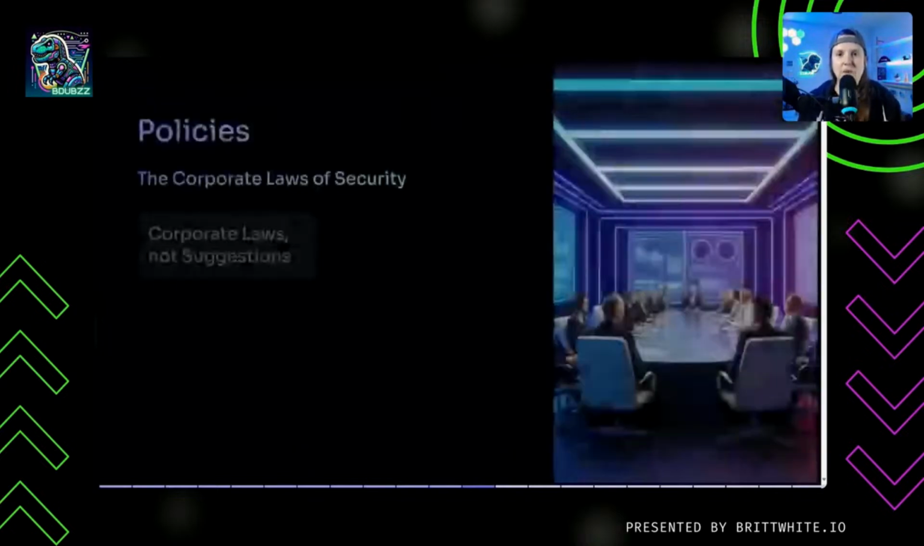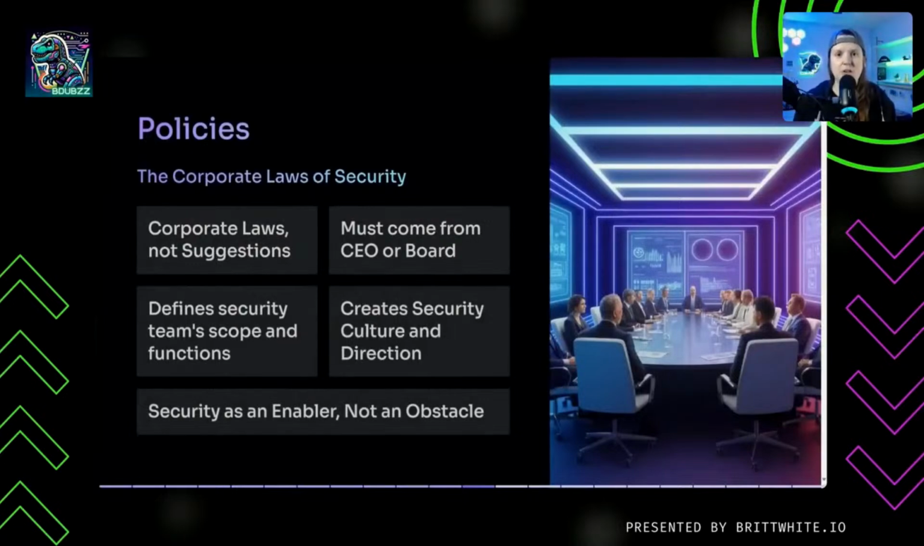Now let's zoom in on policies. These are the corporate laws. Remember that. Policies spell out what management wants to achieve with security, period. Management's intentions are in black and white. The overarching security policy must come from the top, the CEO or board of directors ideally.